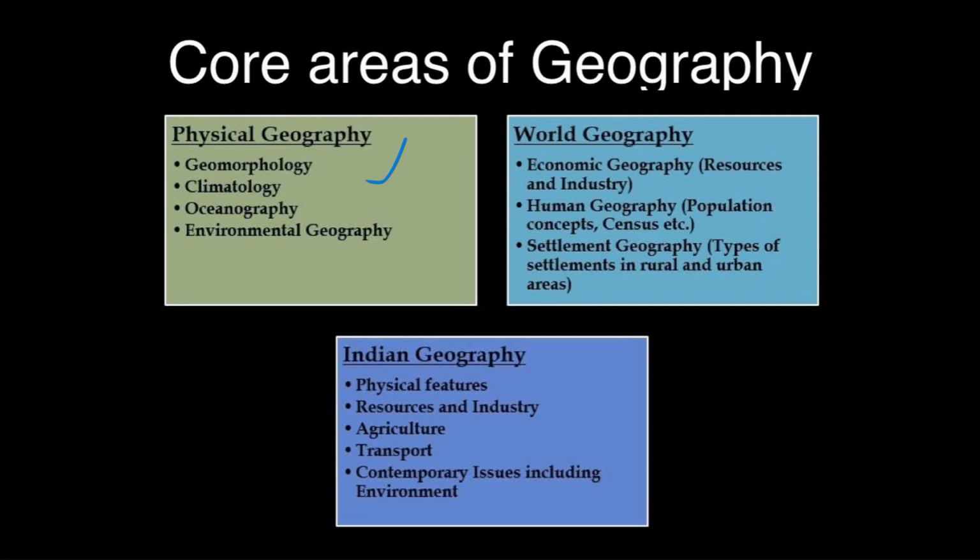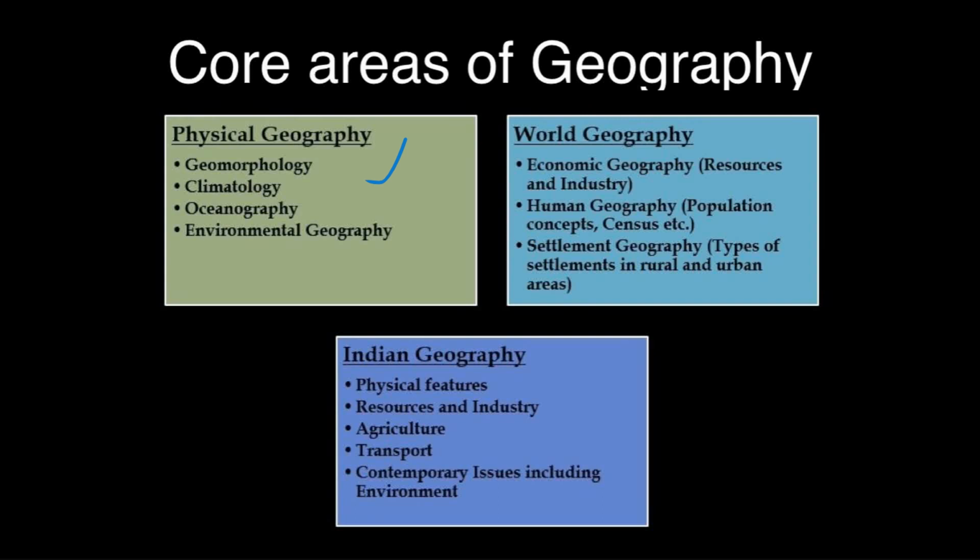Climatology obviously deals with everything related to climate, whether the different patterns are there. Then you have oceanography, which will be dealing with ocean currents, various ecosystems of oceans, what the different features of oceans are, everything related to oceans. And then you have environmental geography, which deals with proper environment related things.